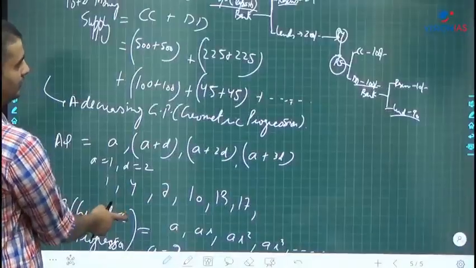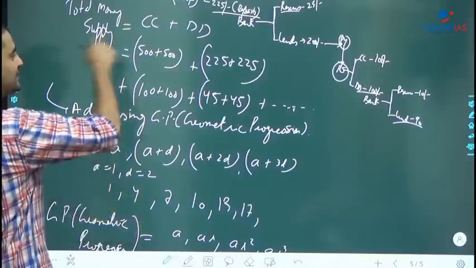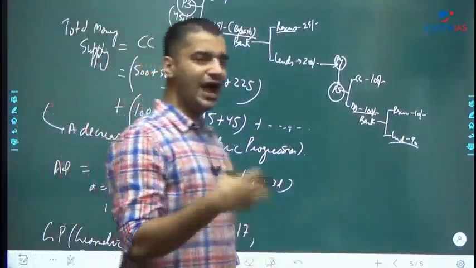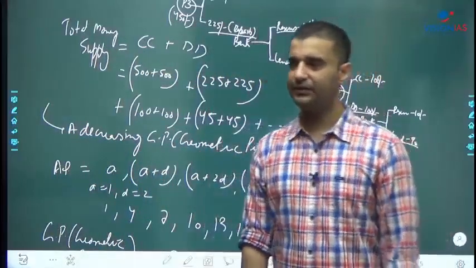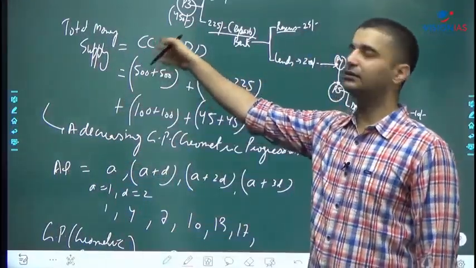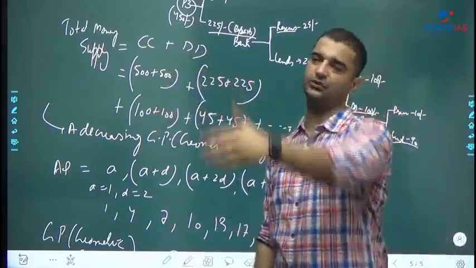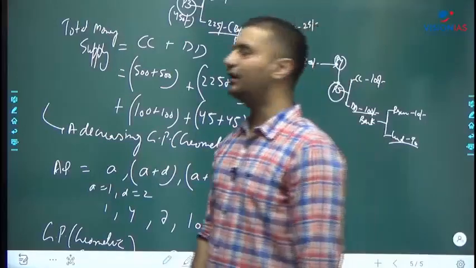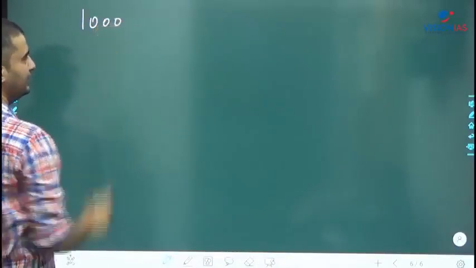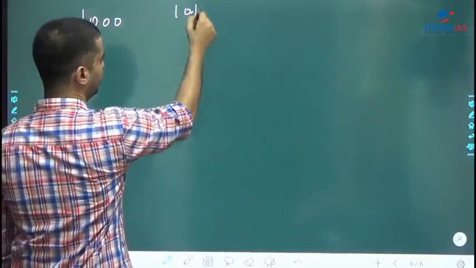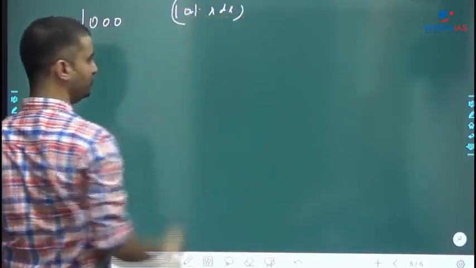Now coming back to economics. This becomes the total money supply. If you add the total money supply, being currency in circulation plus demand deposits, and look at the subsequent terms, they also become a decreasing GP. Let's say the initial amount of money was 1000 and let's assume that 10% is the reserve deposit ratio, RDR.